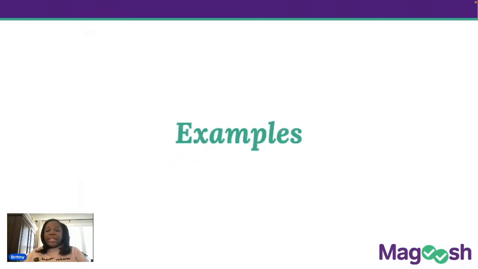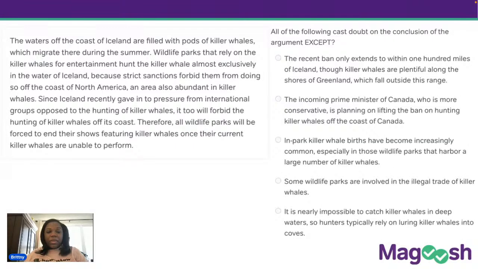All right, let's look at some examples to walk through. So remember our first step is to determine the question type. I'm not even going to read the passage right now, I'm just going to look at my question. And it says, all of the following cast doubt on the conclusion of the argument except. So this is kind of a weird language one, right?